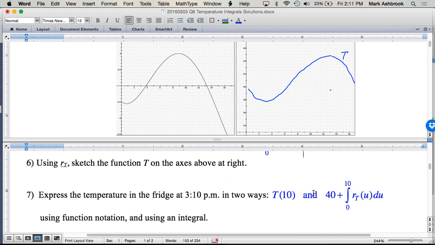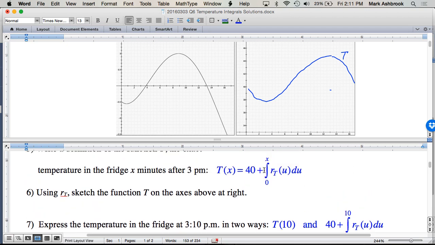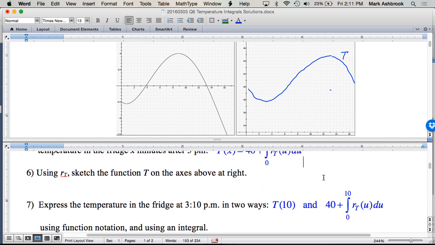All right, so then if we want to express the temperature in two ways, we can say T of 10, the temperature in the fridge. T is our temperature function, so T of 10 is the temperature in the fridge. And then using the integral notation is basically just using the rule of this function, right? Plugging 10 into our function, so 40 plus the integral from 0 to 10.